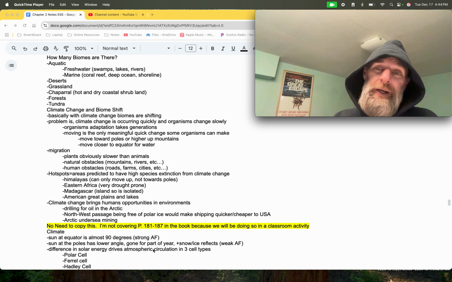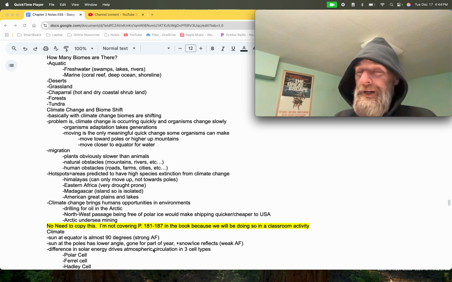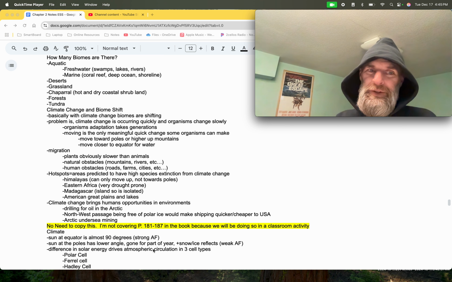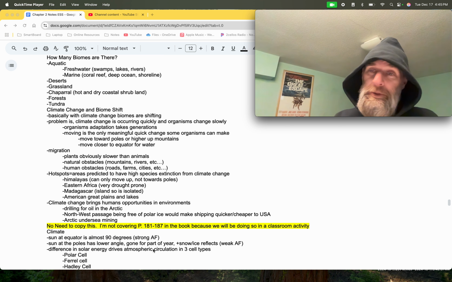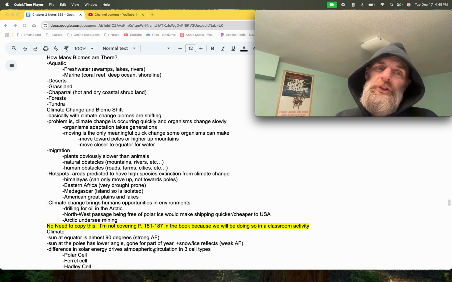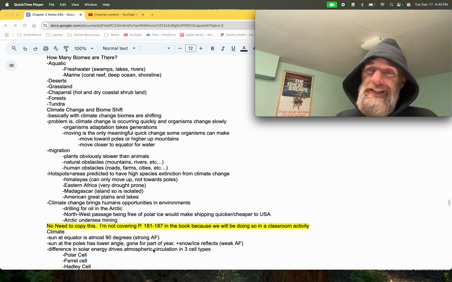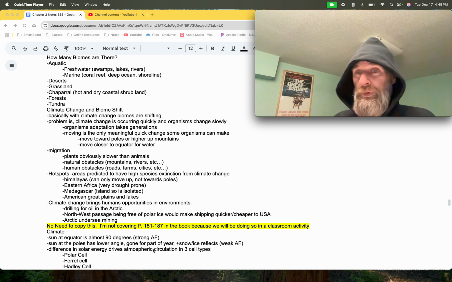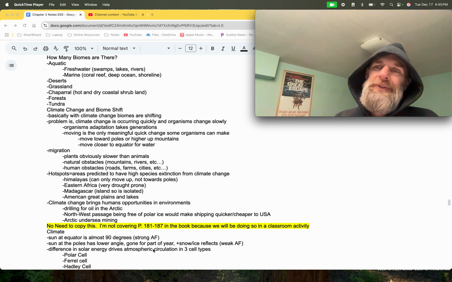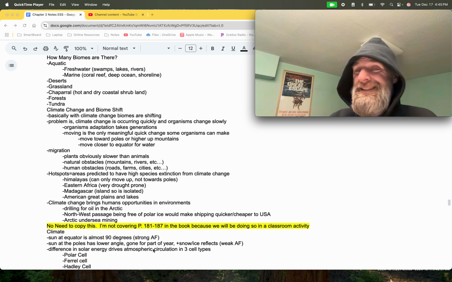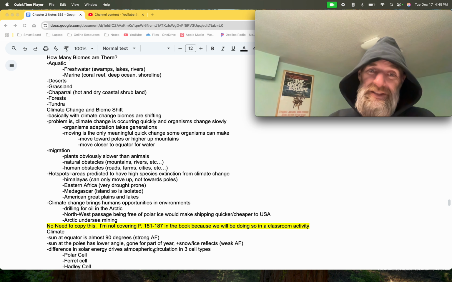Move closer to the equator for water. So if you're running out of water, keep going south to the equator. Migration: plants obviously are slower than humans. We talked about that. Natural obstacles too, because sometimes if you're a plant, your seeds are not getting blown over mountains, over large bodies of water, things along that nature. Human obstacles that are built there in your way: roads, farms, cities, bays, other things as well.